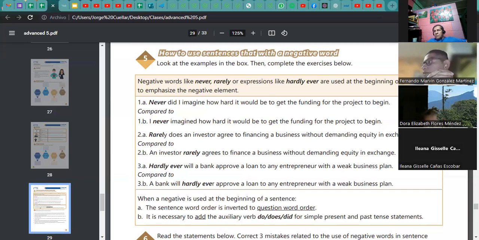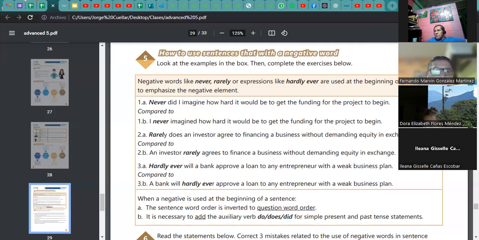And if you do it the other way, it's the way that we already know. I never imagined. So that is something in a normal way, right? But in the first one, it's to emphasize the never, and then you have to use the auxiliary in a structure as a question. Okay, got it. Thank you.